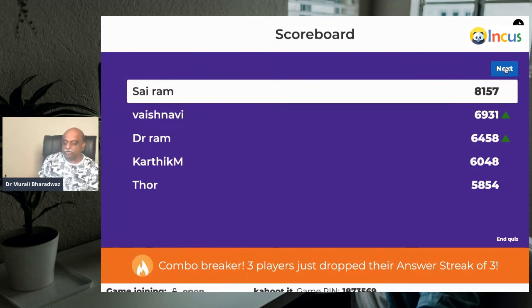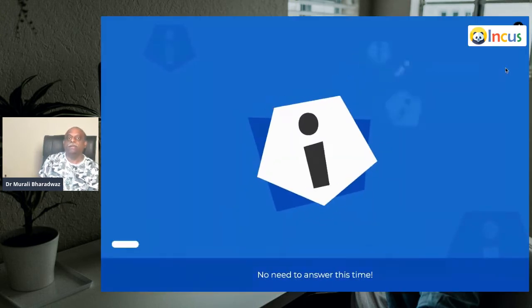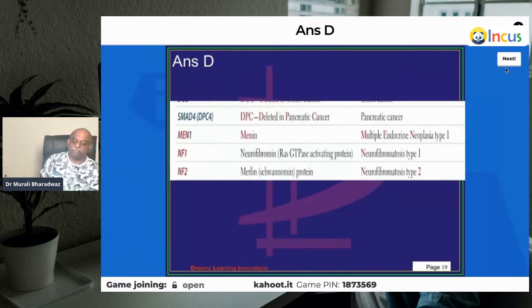That keeps Sai Ram on the top, followed by Vaishnavi, Dr. Ram, followed by Karthik. So, doctor, you should remember, SMAD is also called DPC4, deleted in pancreatic cancer. MEN1 is menin in multiple endocrine neoplasia type 1. NF1 gene will lead to neurofibromin, which is a Ras GTPase activating protein implicated in neurofibromatosis type 1. NF2 is Merlin, which is also called schwannomin protein, implicated in neurofibromatosis type 2.